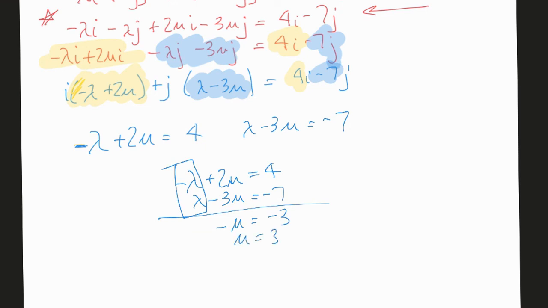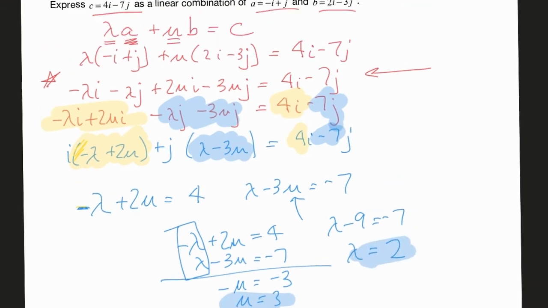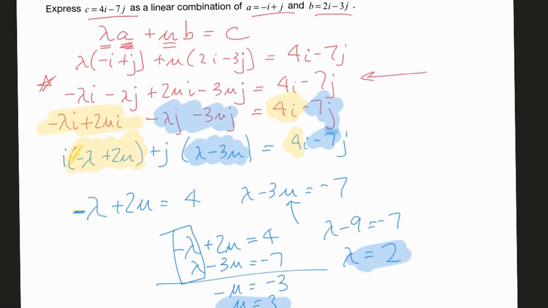Once I know that mu equals 3, I can plug that in. I'm going to put it right here and get lambda minus 9 equals negative 7, or lambda equals 2. And with those two values, if I move this back down, I can put them back in here to get my answer. So I should end up with 2A plus 3B equals vector C.